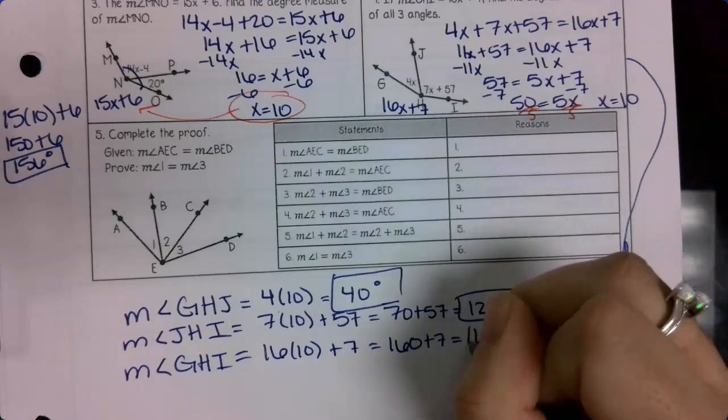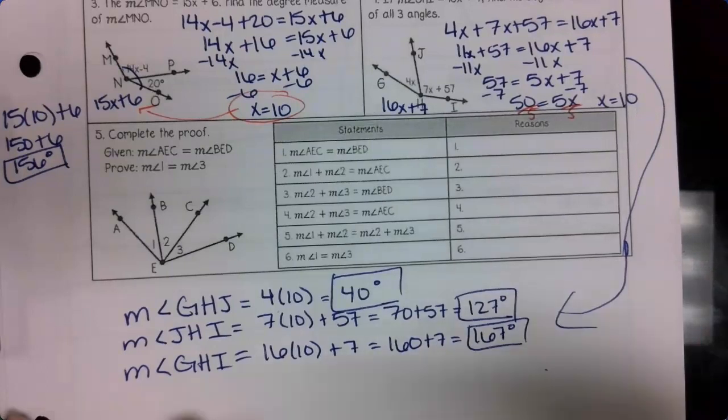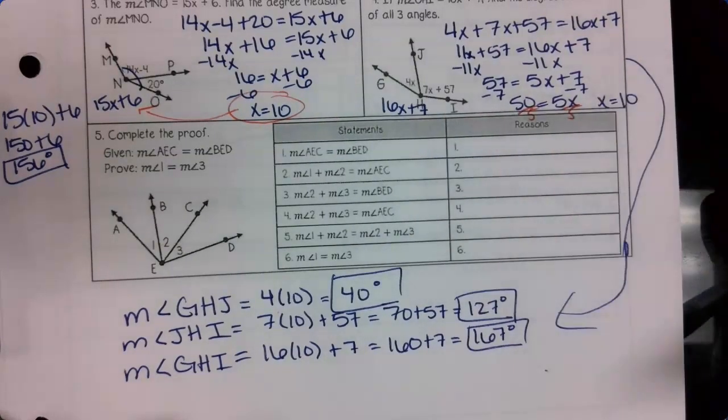Okay, so since I used the formula, I should be able to double check my work by adding the 2 angles I got before together. Does 40 plus 127 give me the 167? Yep, so we did that correctly.